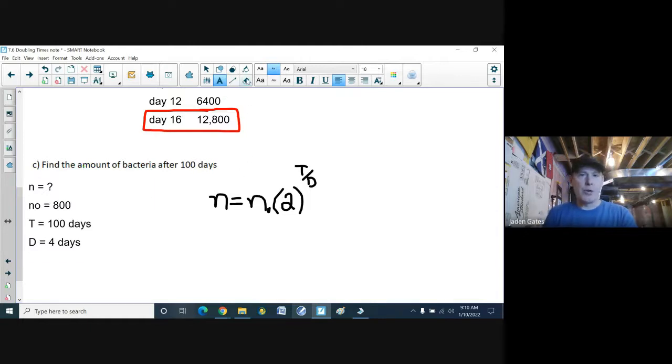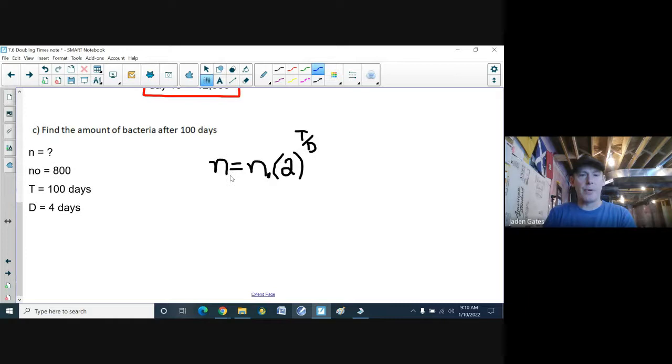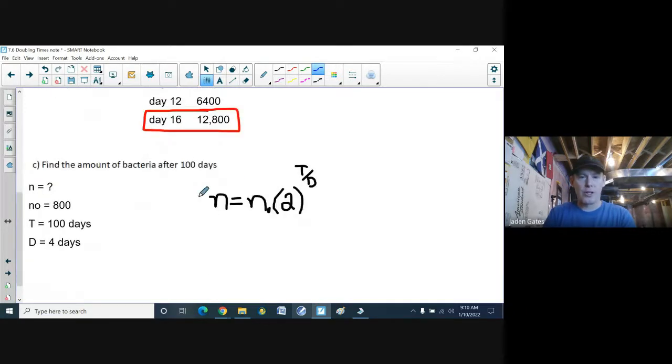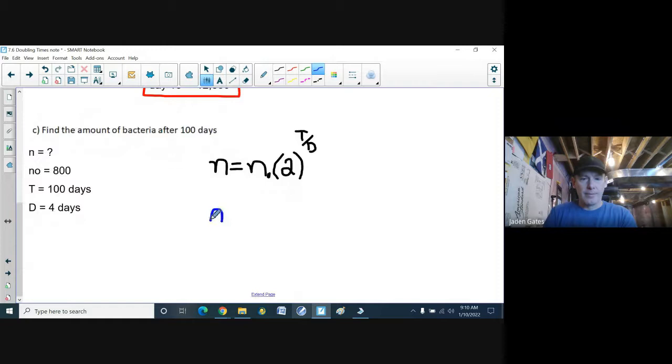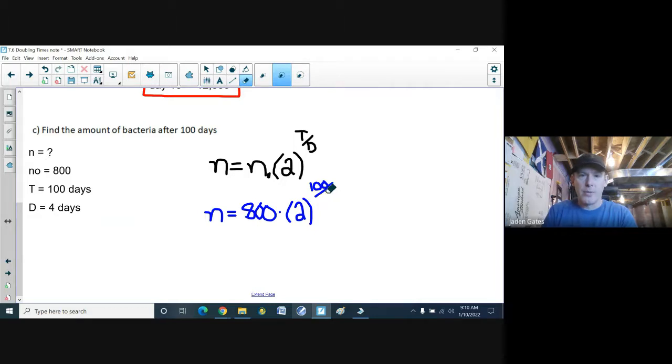Now I'm going to substitute into my formula to find out how many bacteria there'd be after 100 days without doing this whole huge chart. All right, so I have N is equal to, we got our 800 there, times 2. In brackets, I got T. Our T and our D, because we're dividing them, have to be in the same units, which they are. They're both in days. So I have 100 divided by 4. The answer is 25. I'm getting a little ahead of myself there. And we got a 4 there.